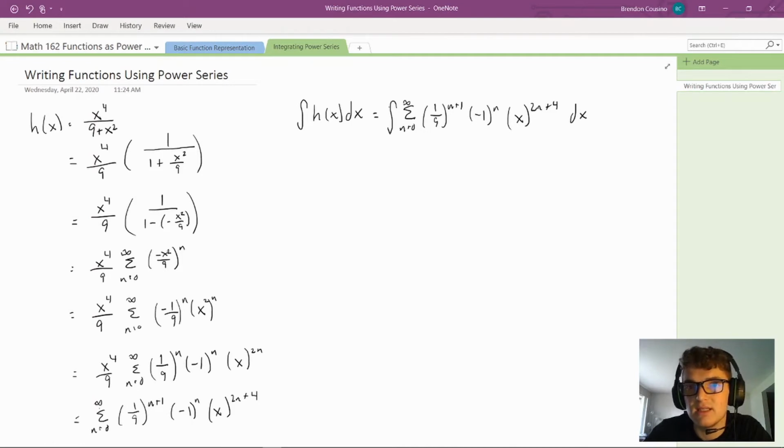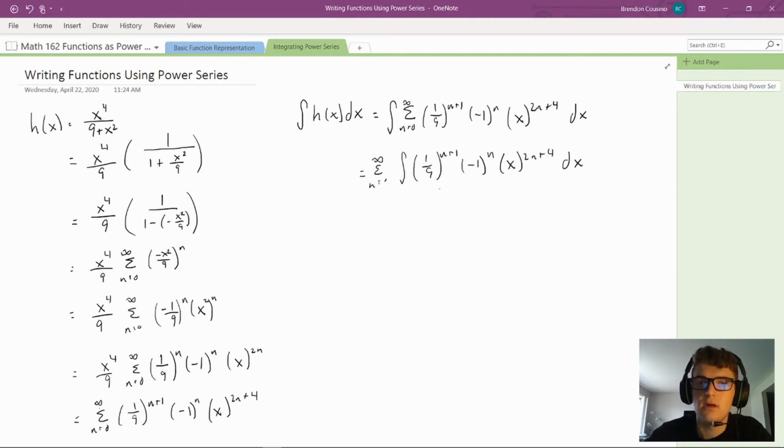So what we can do is take the integral inside of the summation. So this is going to be the summation as n is equal to 0 to infinity of the integral of 1 over 9 to the n plus 1, negative 1 to the n, and then we still have our x to the 2n plus 4 dx. Now we want to integrate this with respect to x. With respect to x, this 1 over 9 to the n plus 1 is a constant, and this negative 1 to the n is also a constant, right? So those can be pulled outside of the integral.